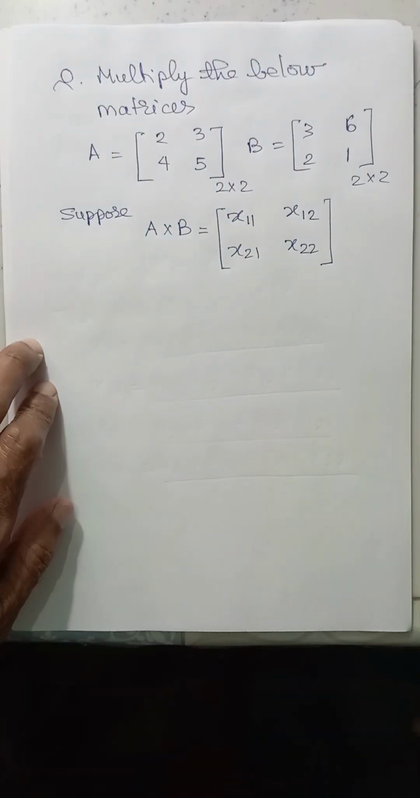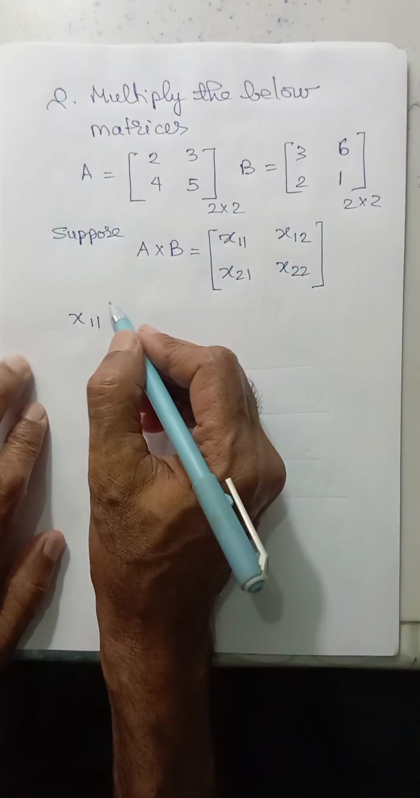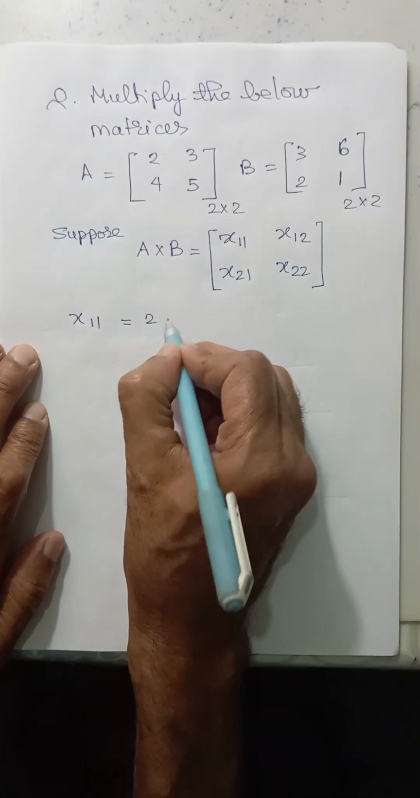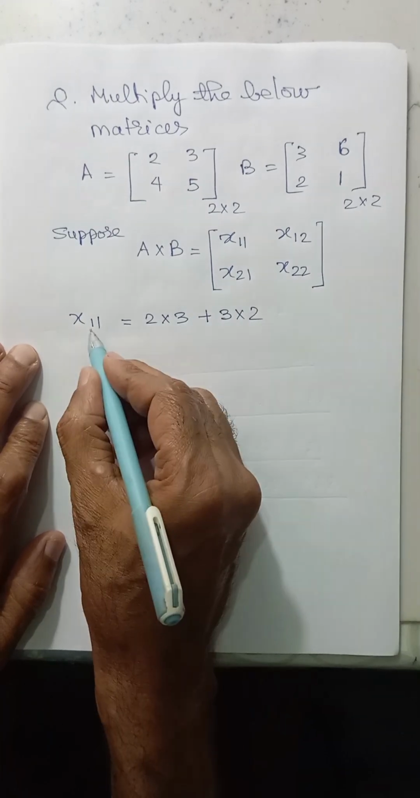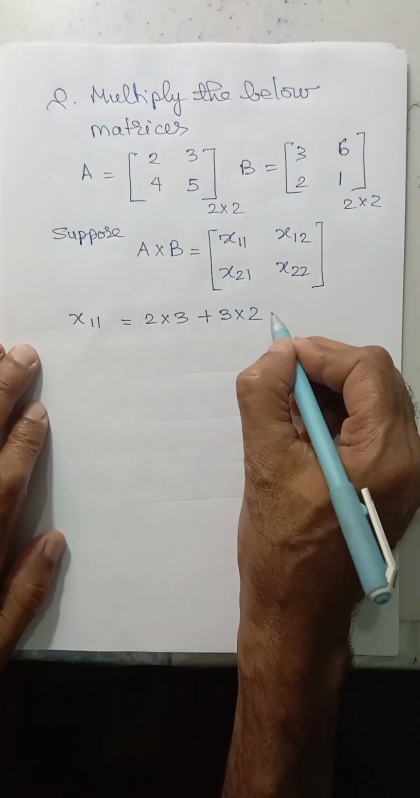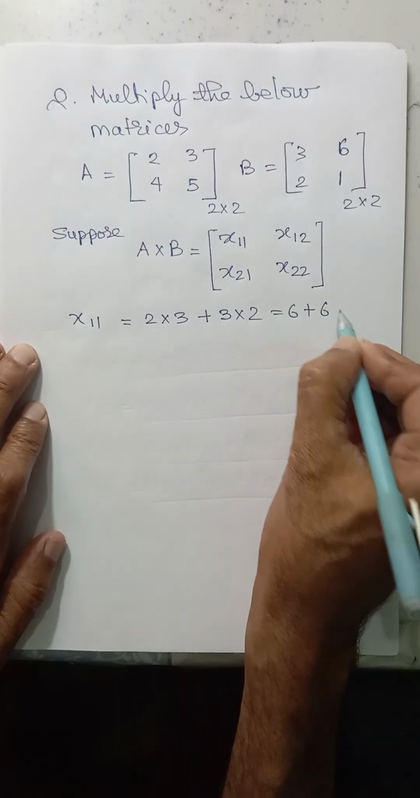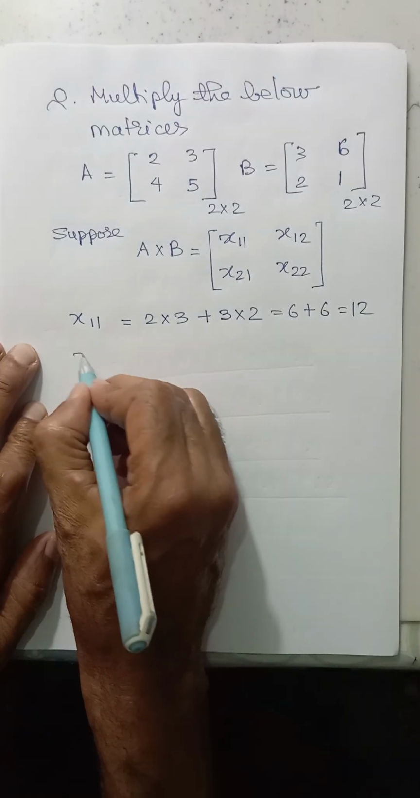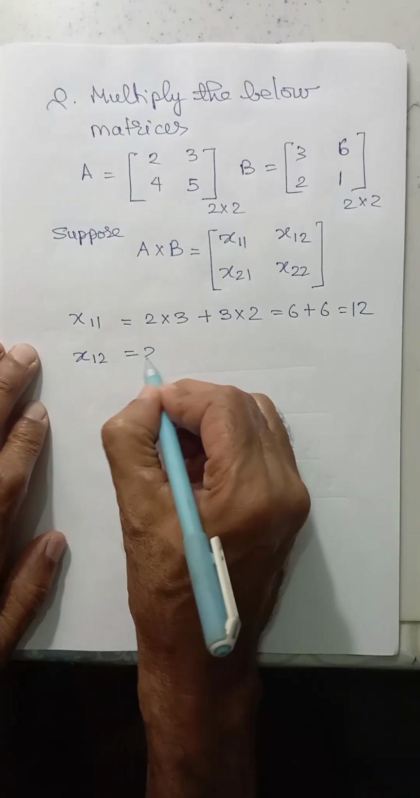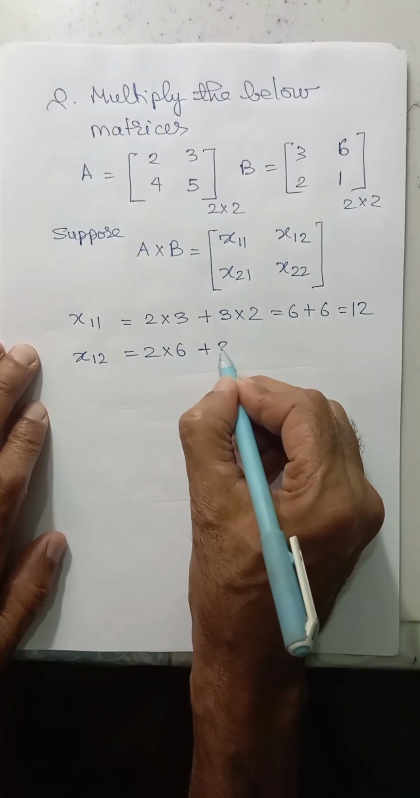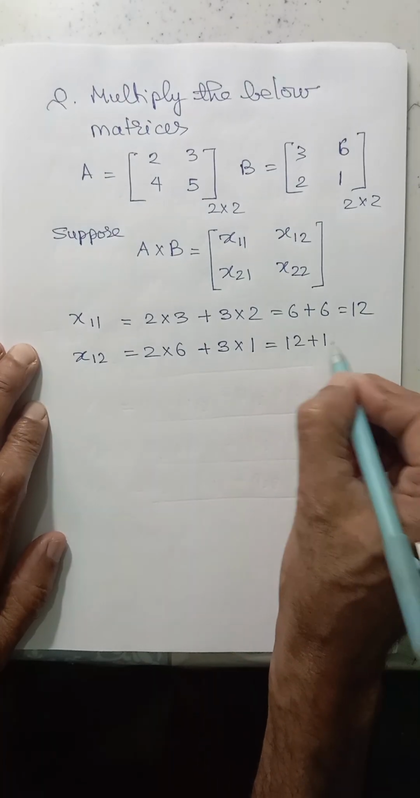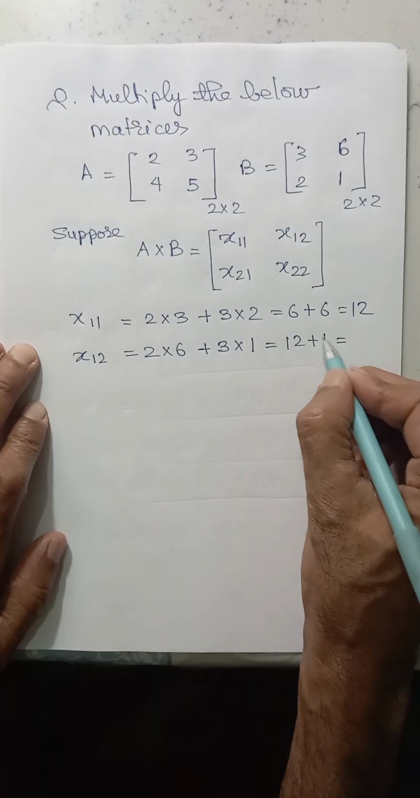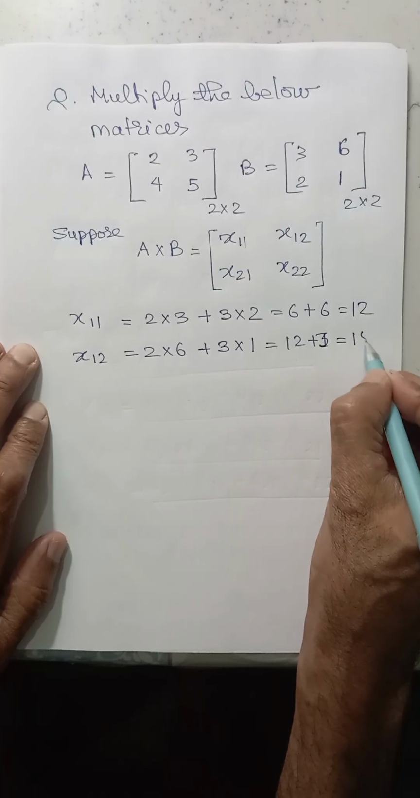Then x11 will be 2 into 3 plus 3 into 2, first row and first column. This will be equal to 6 plus 6, which is 12. So x12 will be 2 into 6 plus 3 into 1. 2 sixes are 12 plus 3 ones are 3. It will be 15.